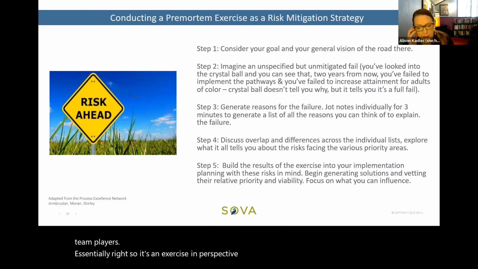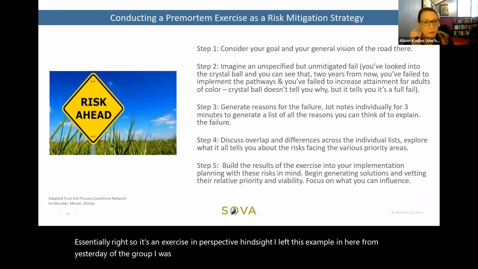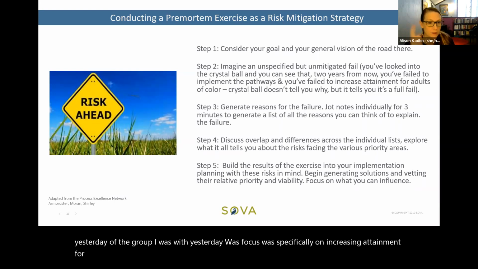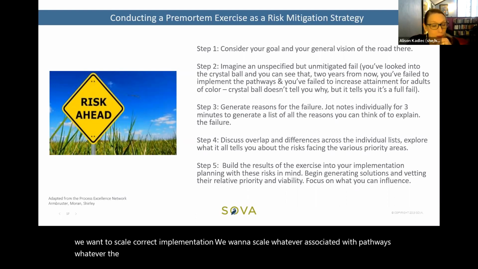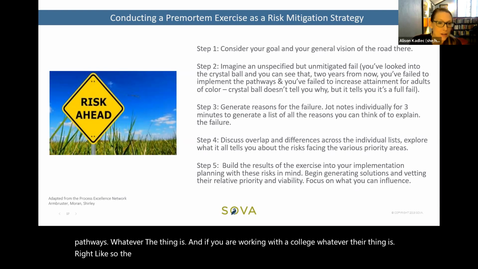I left this example in here from the group I was with yesterday. Their focus was specifically on increasing attainment for adults of color in traditional public higher education and community college settings. But you could say, okay, we want to scale co-requisite implementation, we want to scale whatever is associated with pathways, whatever the thing is. If you are working with a college, whatever their thing is, the first step is: what is the thing that you're trying to accomplish?